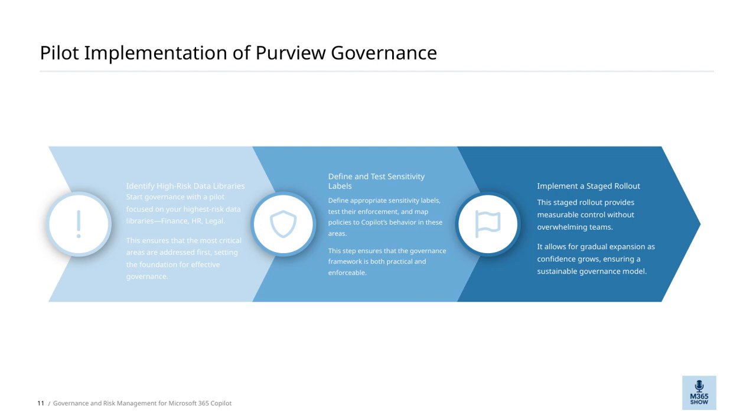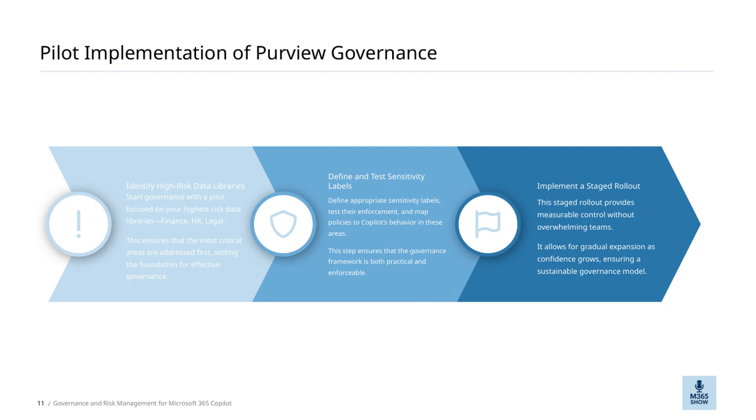Next, we want to start with a pilot focused on our highest-risk data libraries. Think of areas like finance, HR, and legal. Addressing these critical areas first helps us ensure that the most sensitive and valuable data is protected from the outset. By doing so, we lay a strong foundation for effective governance across the entire organization, setting the stage for a successful broader rollout.